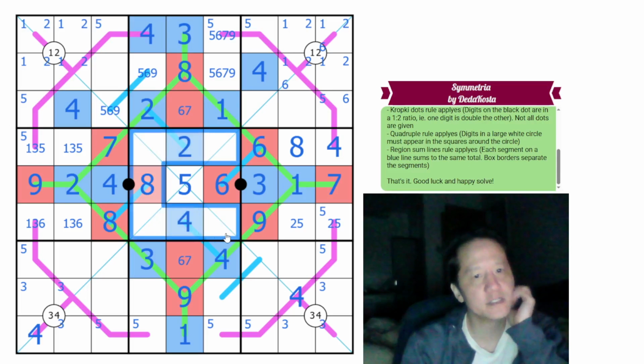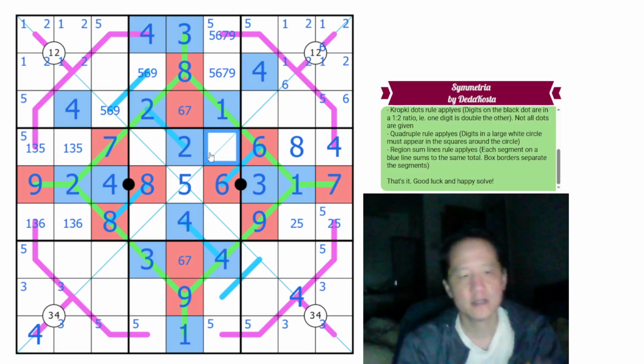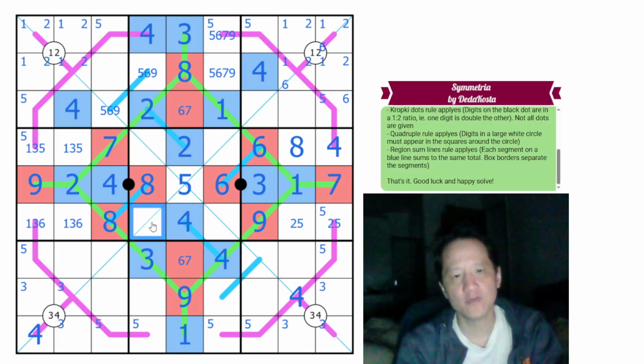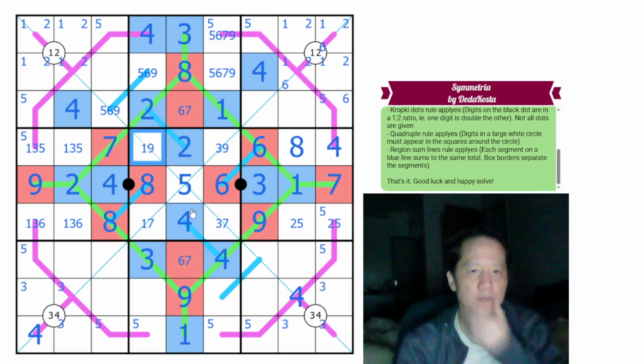Remaining digits in box 5 are 1, 3, 7, and 9. 7 cannot be either of these, so 7 has to be one of these two. 3 can't be either of these, so 3 must be one of those two. 1 can't be either of these, so 1 has to be one of those two. 9 can't be either of these, so 9 has to be one of those two. Interesting.